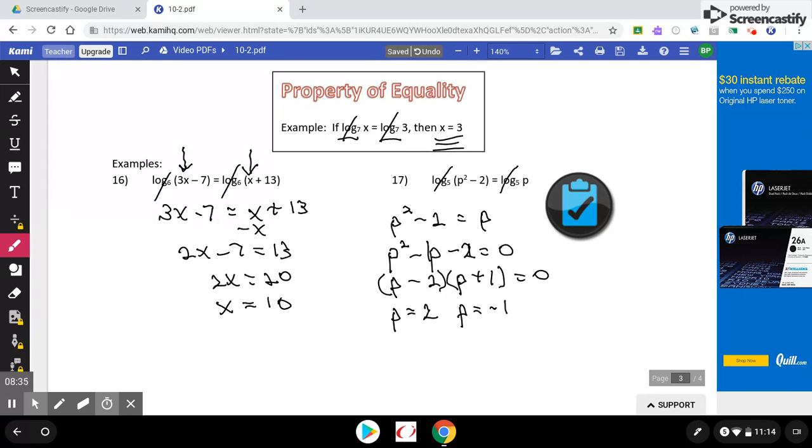Life's easy. Here's why life's not easy for this. They are arguments. We were looking for an answer for p that's in the position in the log problem of argument. The argument cannot be negative. It cannot be 0. So I need to check these guys, thus the check symbol. So right here, if I were to plug a 2 in, 2 squared is 4. 4 minus 2 is 2, positive 2, that checks. If I were just to put the 2 right there, it would say log base 5 of positive 2. That one's okay.